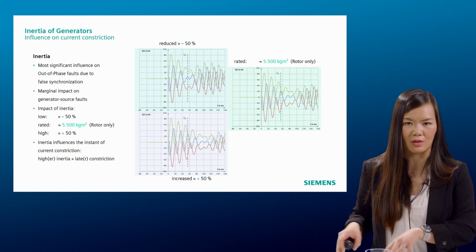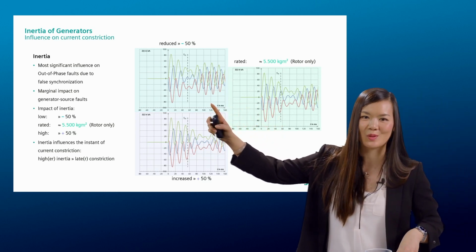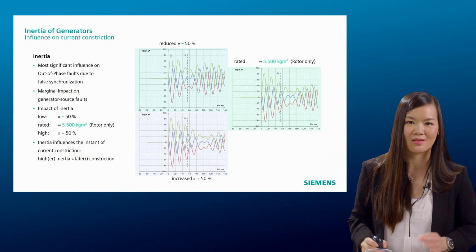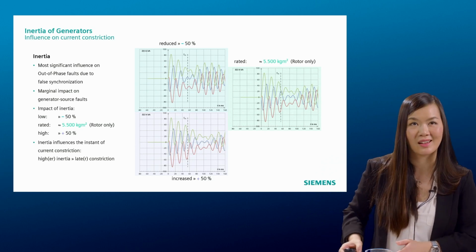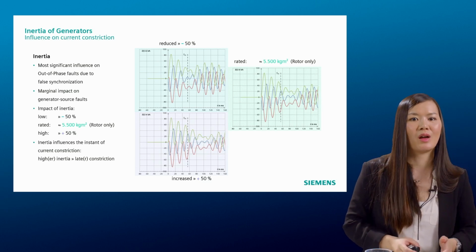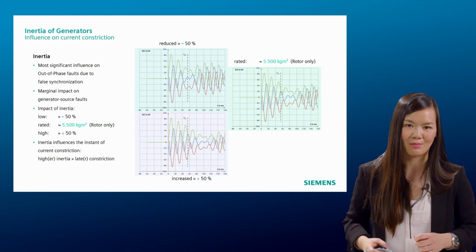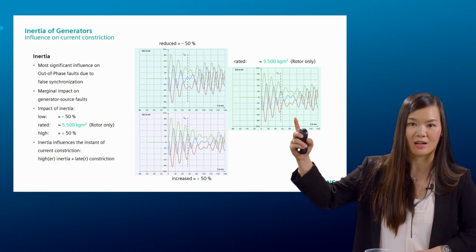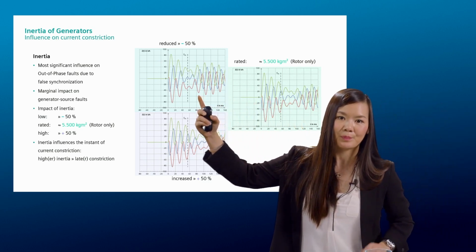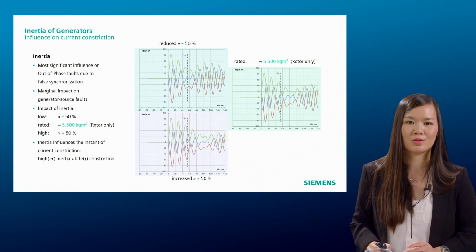So our focus right now is on the inertia. What has been done is we have reduced the inertia from the data sheet by 50%. As you remember, I told you that with smaller inertia, the system will react earlier or faster on changes, on transient processes. You can see that after we reduced the inertia, we have moved this current constriction to the front.